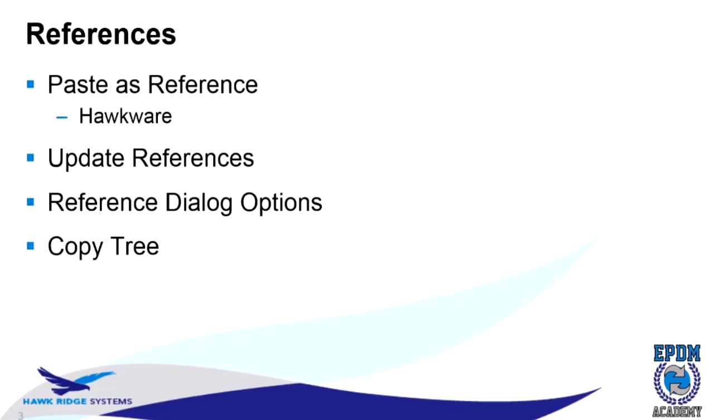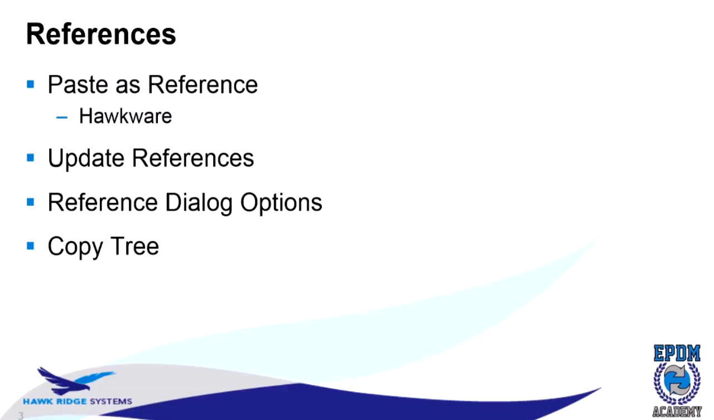So the first place that we're going to start is with references. There's a few different ways that we can add references in Enterprise PDM. One of those is called paste as reference. We're going to take a look here at Vault and do a little demonstration of that, and then talk about a Hawkware tool that makes that process a little faster. And then we'll talk about updating references as you're copying files into the Vault. How do you make sure that your assemblies are referencing the correct parts and drawings and those sorts of things, as well as customizing your reference dialog options.